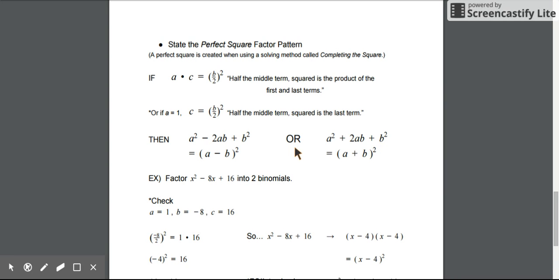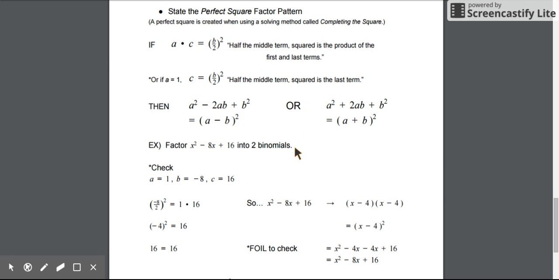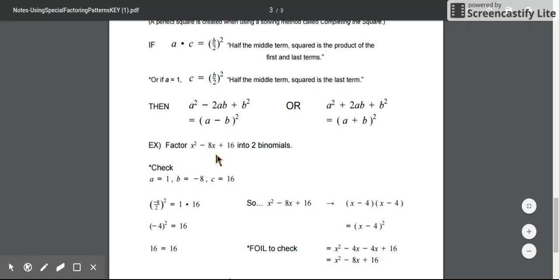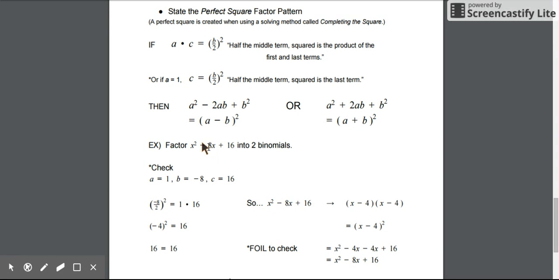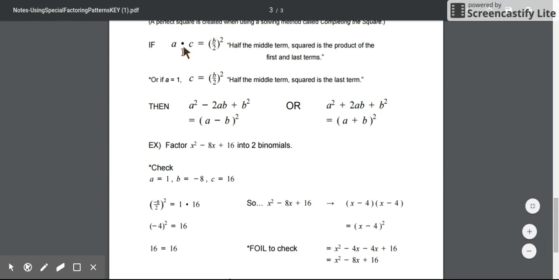factoring it. To identify a perfect square, you're going to do one of two checks here. If your a term is 1, then all we have to do is verify that half the middle term squared is the same as the last term. However, if your a term is bigger than 1, you're going to have to do an extra little step there. You're going to take half the middle term squared and make sure it's the same as the a times c value. We're not going to see quadratics where that a term is bigger than 1 for perfect squares in this class, so we don't have to worry about that first check there.